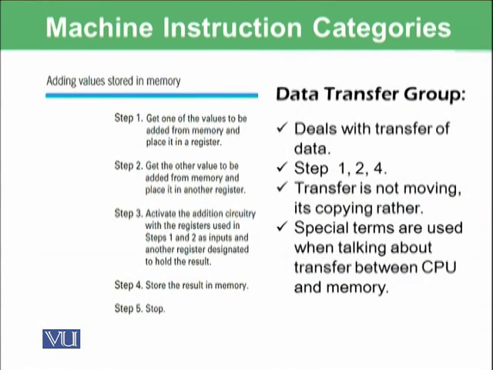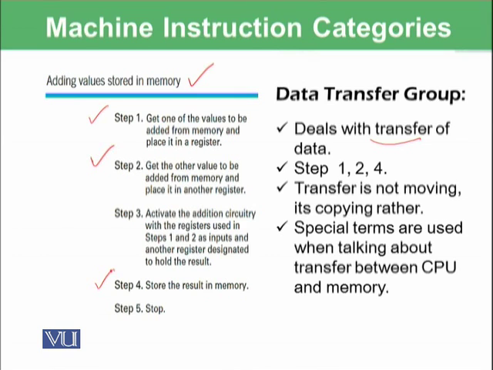So the first group is the data transfer group. It deals with the transfer of data. For example, you have learned this algorithm previously, adding two numbers. In this, you can see that step 1 is to get one of the values to be added from memory and place it in a register. Such work is known as transfer. Step 1, step 2 and step 4 are data transfer group instructions, which are used within this algorithm we learned in the previous module.